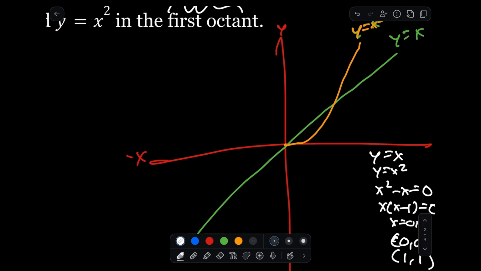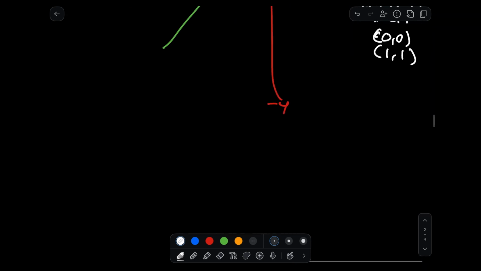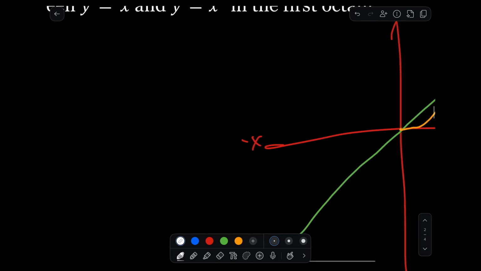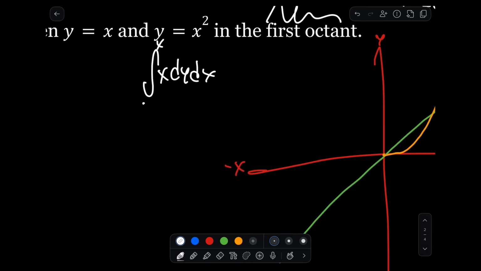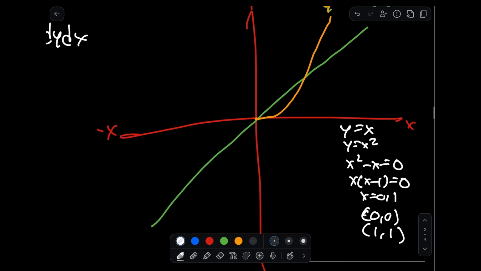And again, I'm going to use dy dx as my order of integration because I see a very straightforward setup: we have a parabola and a line. It's going to be straightforward for us to solve, right? So then we can do x dy dx. What's on top? It's our line. What's on the bottom? It's our parabola. What are our bounds for x?